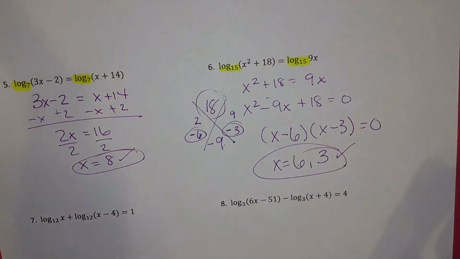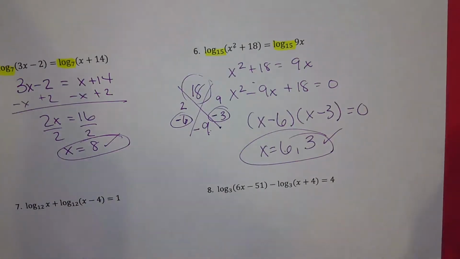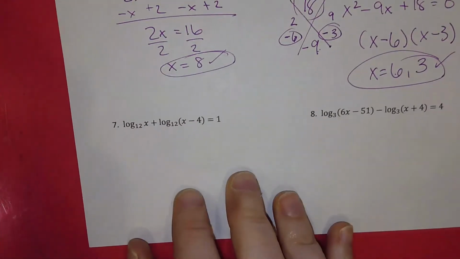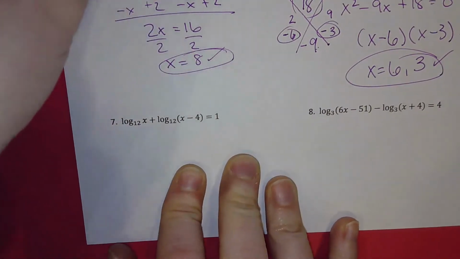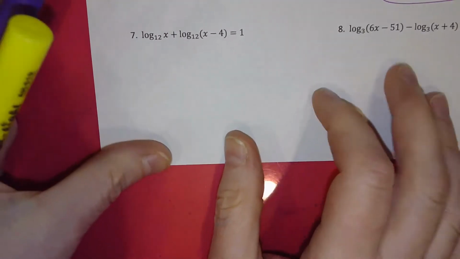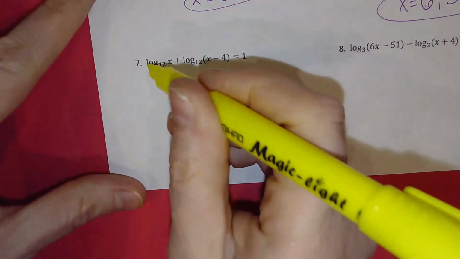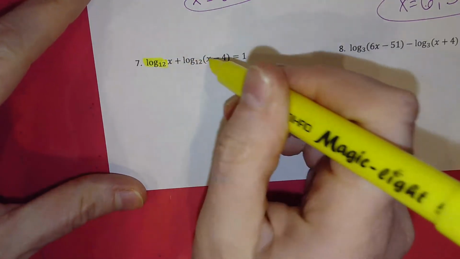Alright, this next video, number 2, is for the product property. This video is about when you have logs only on one side of an equation and you have a plus sign between them. So, looking at this problem right here, I have the words log of 12 and there's a plus sign between them. Okay?